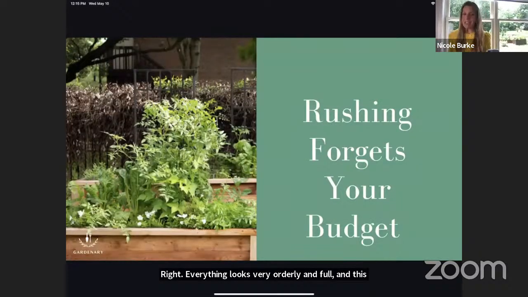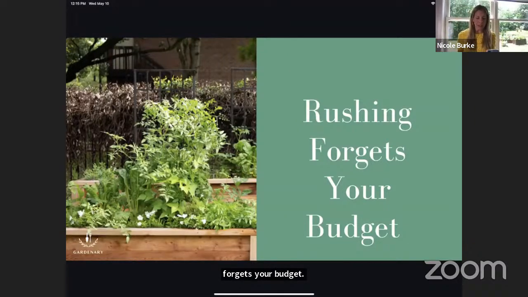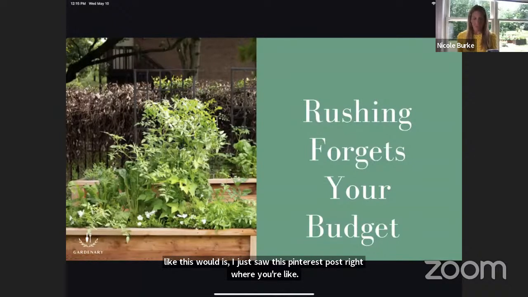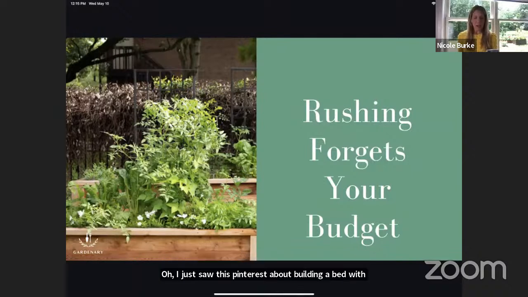Rushing also surprisingly forgets your budget. So like my cheap clothes that I buy, I don't know if you've ever had this experience, but when you rush, you end up spending money on things that you didn't even like necessarily, they weren't a priority. So you're like, oh, I just saw this Pinterest post about building a bed with a fence post, right? And so you run out and you get the fence post, you do the fence post garden. And then as soon as you do, you've spent money, right? Now it's not a lot of money, but you spent money on it.